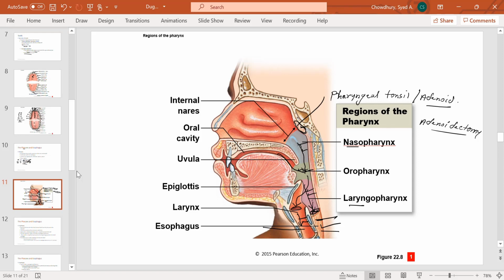Sometimes tonsillitis causes pain and other problems, so removal of the tonsil is a good idea. And also in the nasopharynx part there is an opening of the auditory tube. This auditory tube actually connects the nasopharynx to the middle ear. So this tube goes to the middle ear, and this is called the auditory tube.